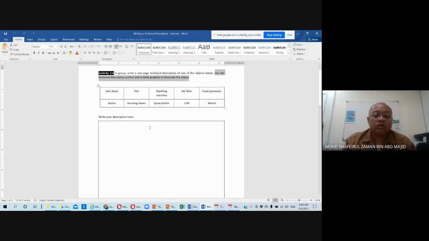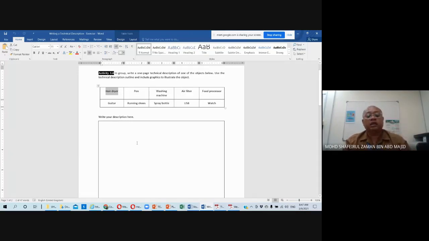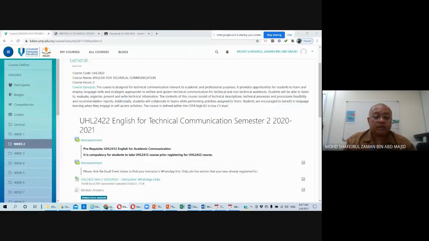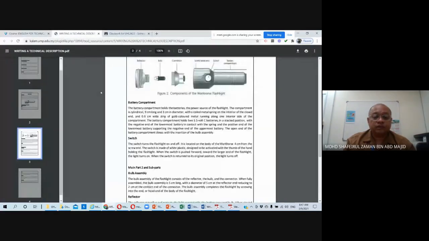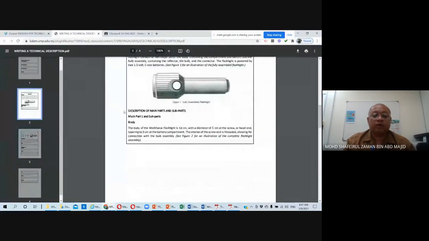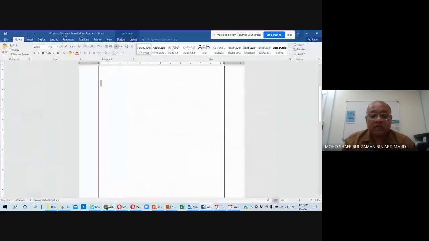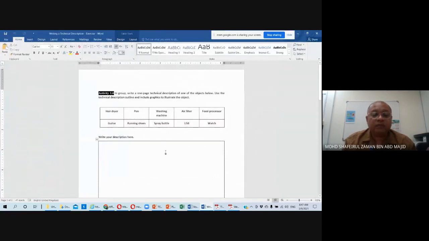Let's say you choose the Panasonic hair dryer. You're going to have the title, then the introduction, and then you put the graphic in general. When it comes to explaining each of the parts, you put it like this. When you describe the main parts and the subparts, you put it like this. Where do you get this information? From the internet. Once you have completed this activity, you save it in PDF form.